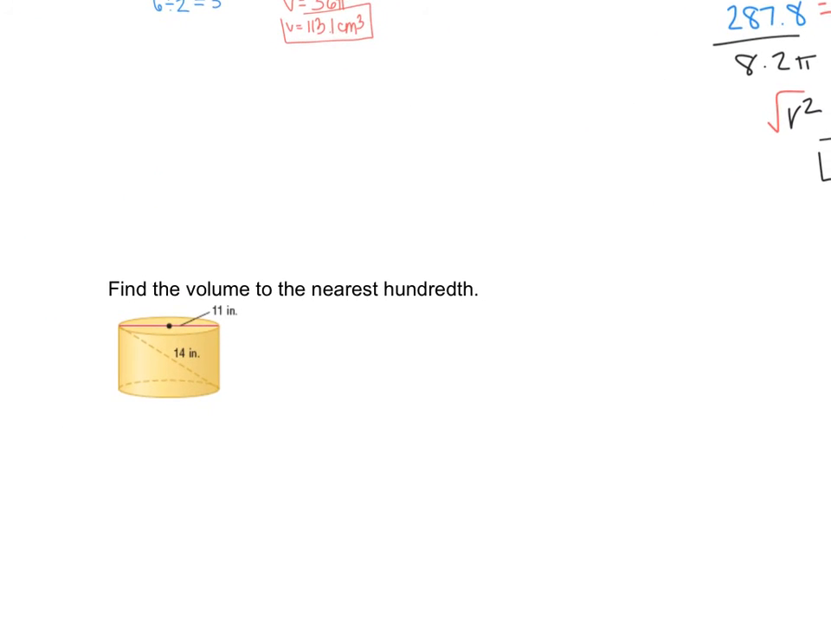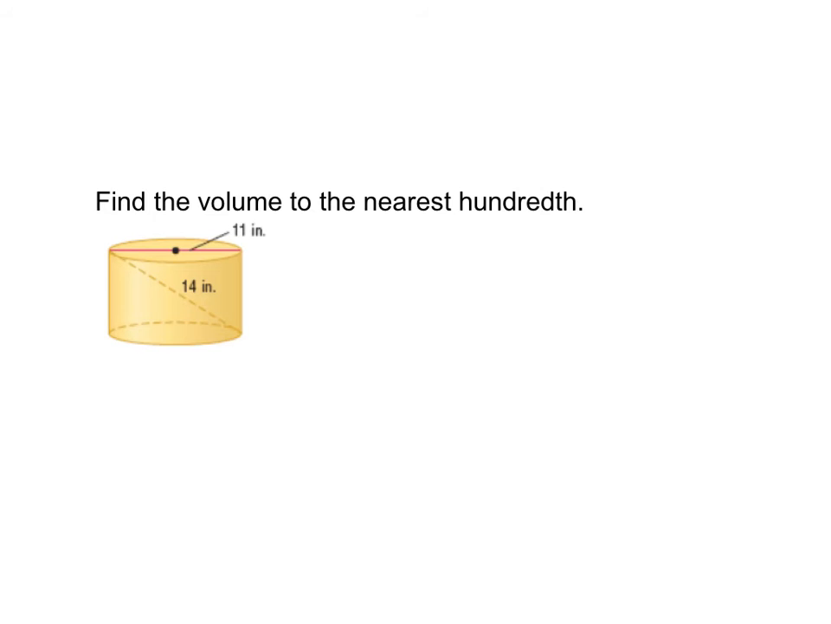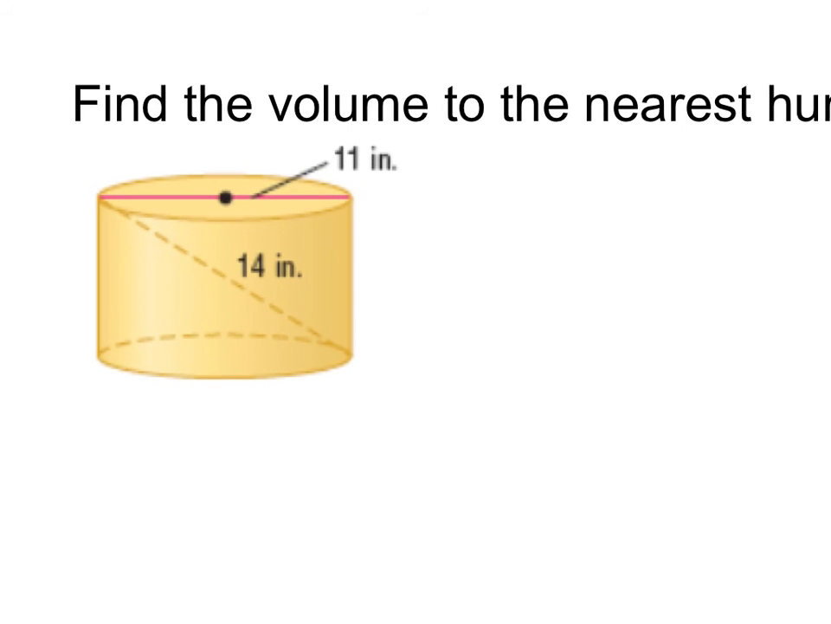Now we have our last question. Find the volume to the nearest hundredth. But if you look, I have a slant. So now we have to figure out how to find our height. And we went over this. We are going to use the Pythagorean theorem because if you zoom in on this image, you actually have a right triangle. I have a right triangle right here.